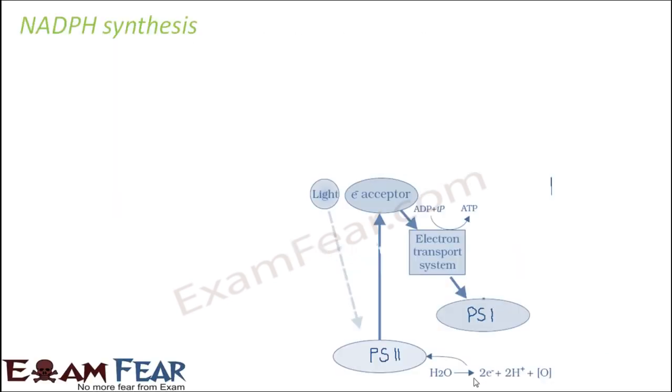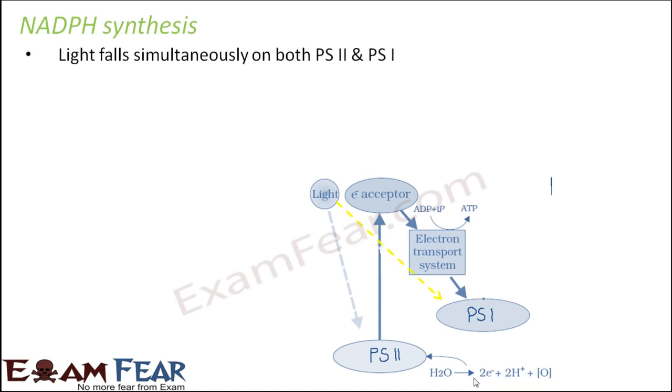So let us now talk about NADPH synthesis. How does NADPH synthesis occur? Here we will now talk about PS1 as well. Till now we were only talking about PS2. So now let us see what happens when the electron reaches PS1 from the electron transport system.